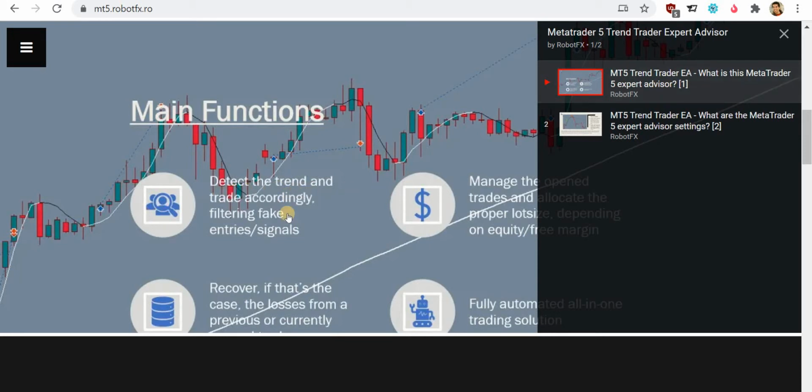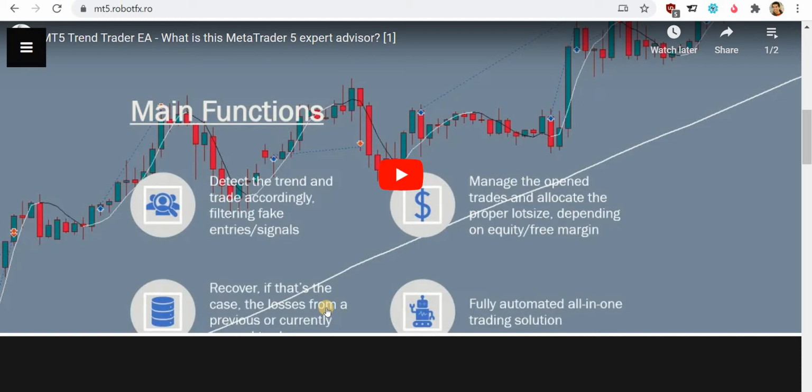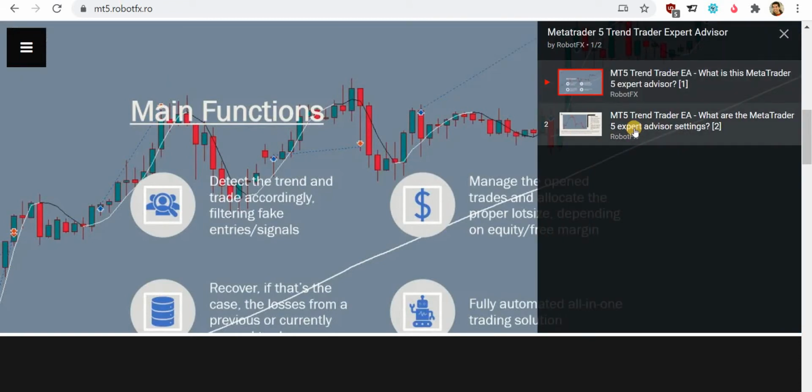It can detect the trend, trade accordingly, filter fake signals, manage the trades, trailing, recover the losses using hedging and so on. Basically, it's an all-in-one automatic trading solution. And the second video explains the settings. And this is even a little more important. Without watching the second video, maybe you will not understand this one.